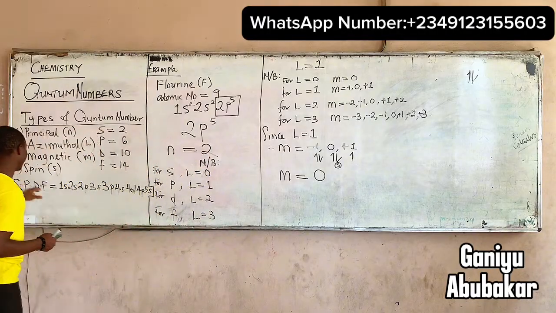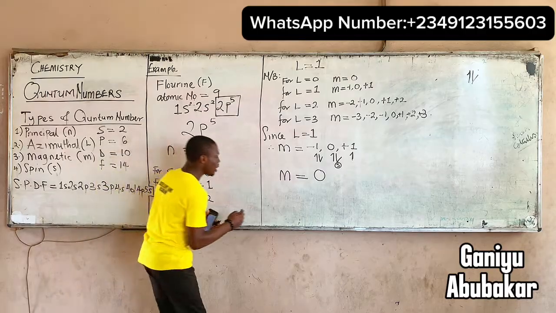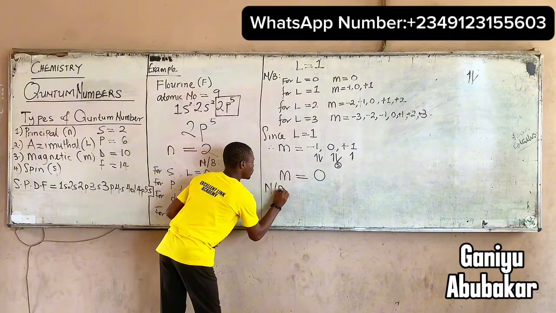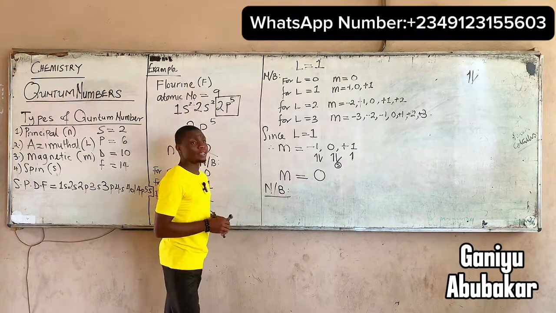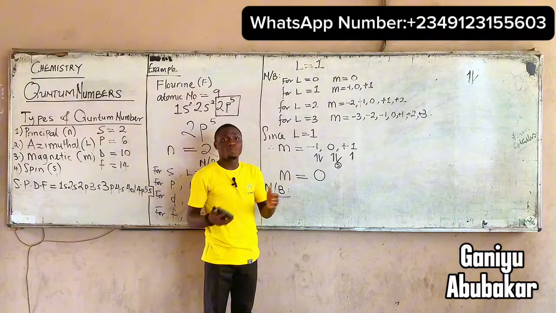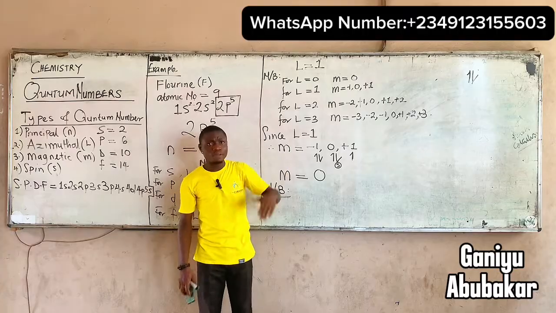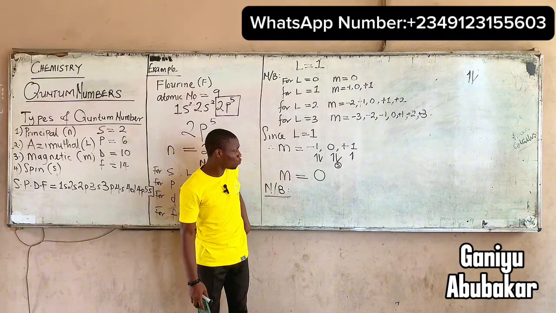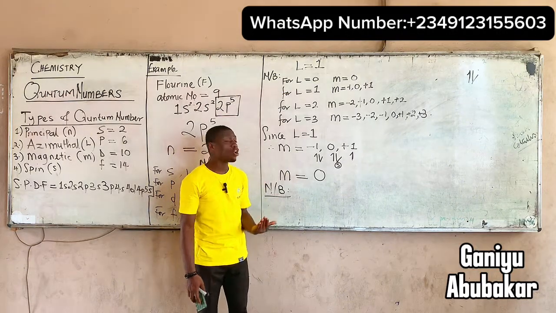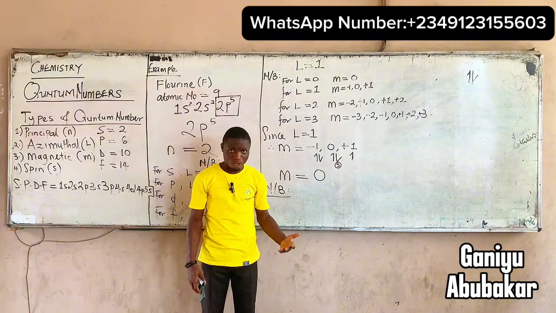Let's get the last one there, for spin. So note that to get spin, when the arrow is facing downward, it becomes -half. When the arrow is facing upward, it becomes +half. So what do I mean now?